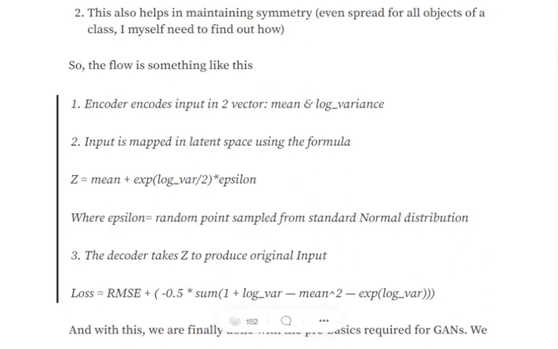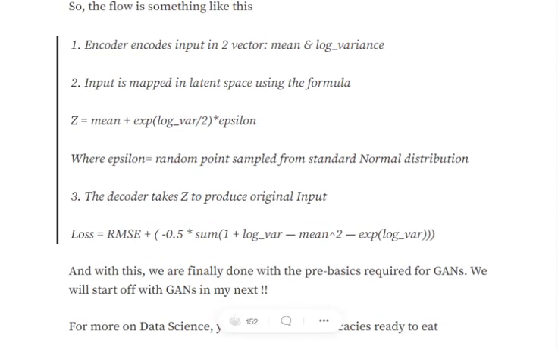So again, considering the same structure where we have an encoder and decoder, the encoder in the case of a variational autoencoder will first map the input to two values, that is mean and log variance. After the image has been mapped to mean and log variance, using these you would map the image to a latent space using the equation mean plus exponential of log variance divided by 2 times epsilon, where epsilon is a random point sampled from the standard normal distribution. Now the decoder takes in that latent space output, mean plus exponential of log variance divided by 2 times epsilon, and tries to regenerate the original input.